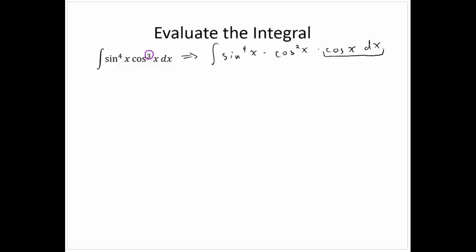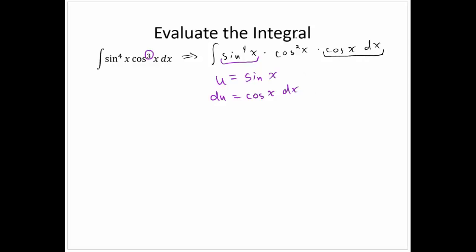And I'm going to make the substitution that u equals sine x. And if u is sine x, then du is cosine x dx. So that's going to take care of this sine fourth x, that's u to the fourth, and the cosine x dx, that's du.